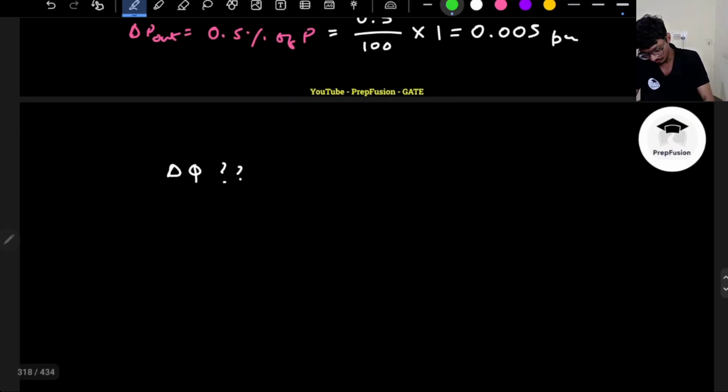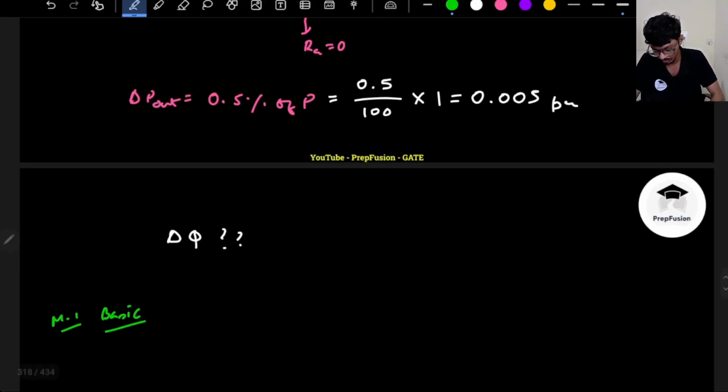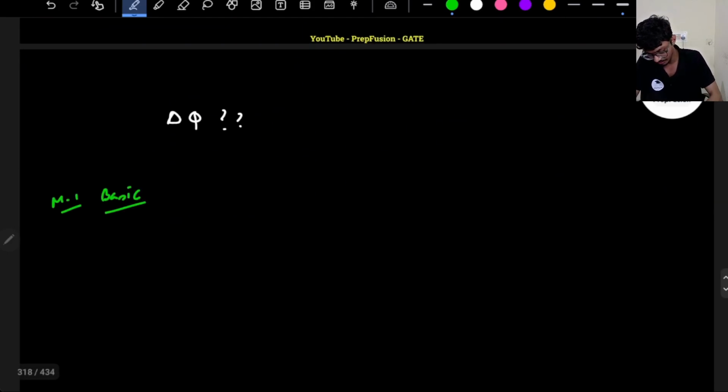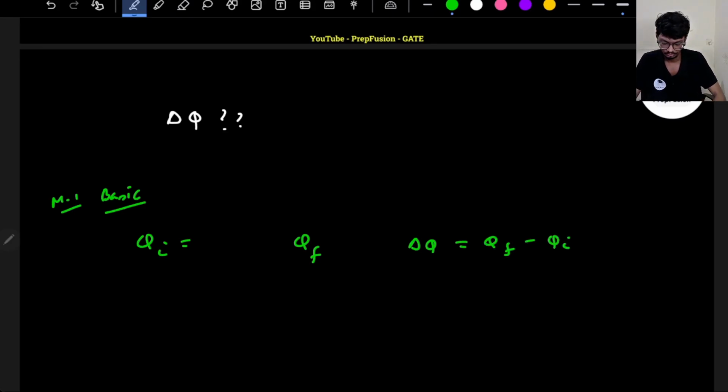So there are two ways to solve. The first one is the basic method, method 1, basics. How will I solve using the basic method? Nothing is mentioned except Xs. If synchronous reactance is mentioned, it is a cylindrical rotor. So I will find the initial Q and the final Q, and delta Q will be just final minus initial.